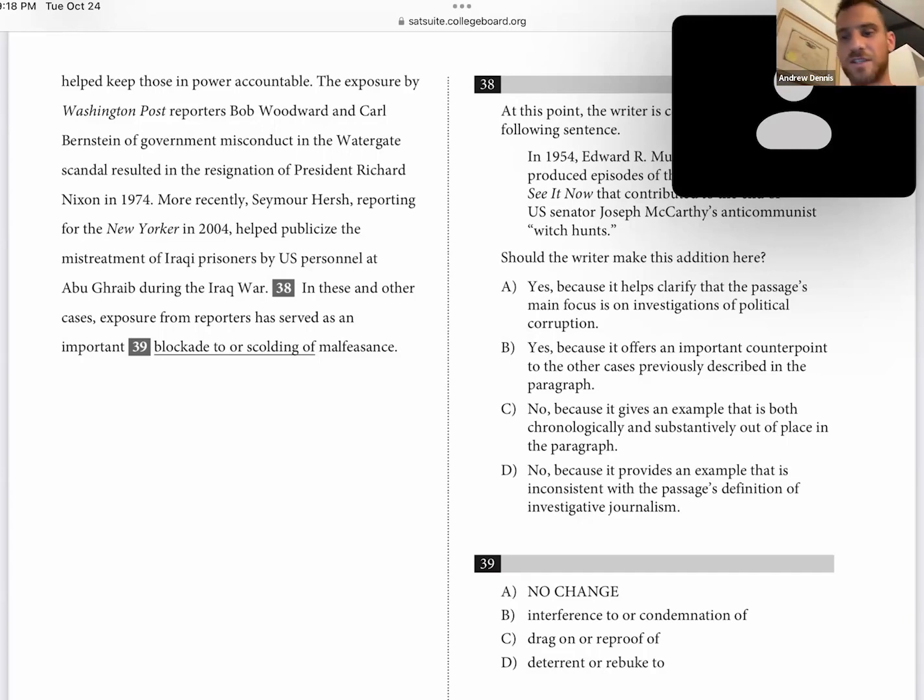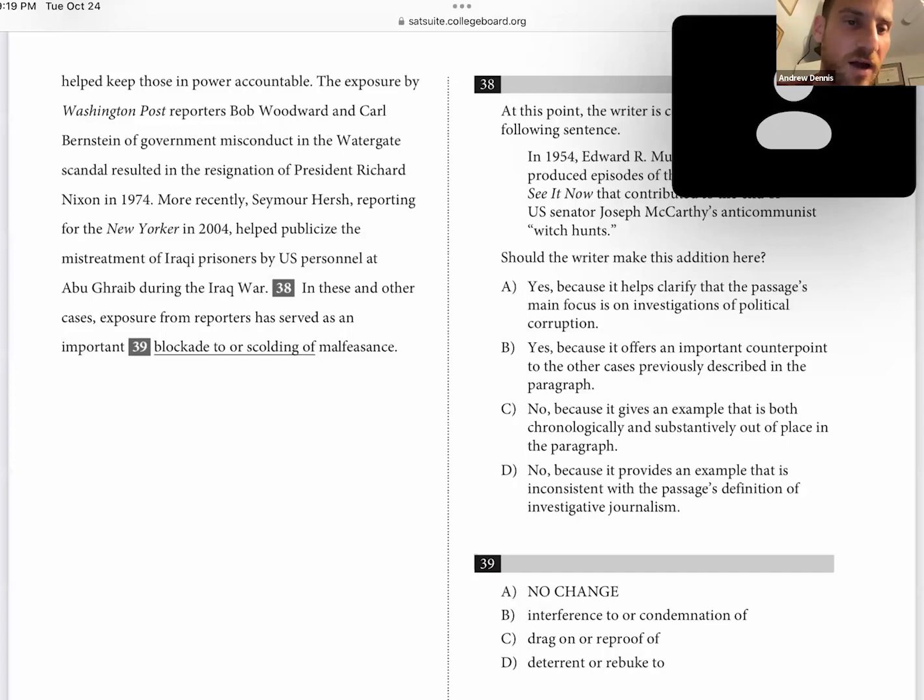Interference to or condemnation doesn't really make sense. Blockade or scolding of, like, not really a blockade, but a deterrent or rebuke, meaning like deterring people from being malfeasant or rebuking them, like giving them reason not to be malfeasant. Choice D is the best answer because deterrent and rebuke appropriately indicate the effect that exposure by reporters had on malfeasance. Choices A, B, and C are incorrect because they do not appropriately indicate that effect.